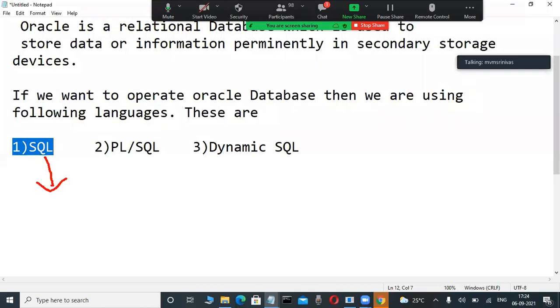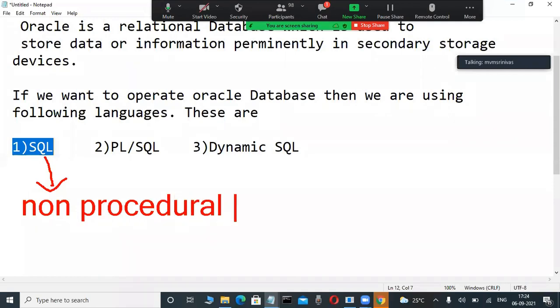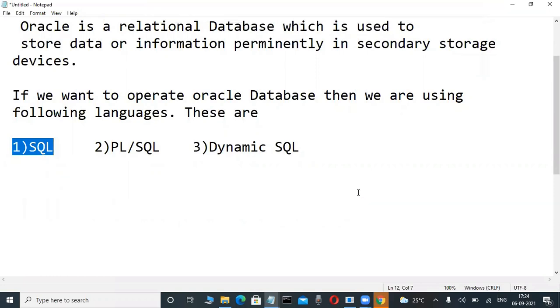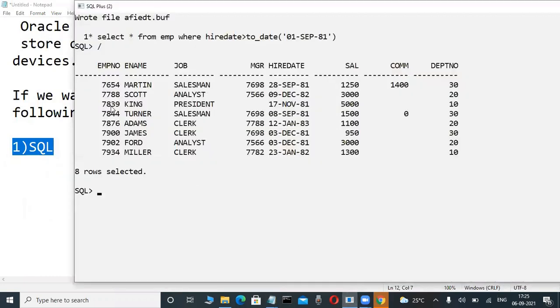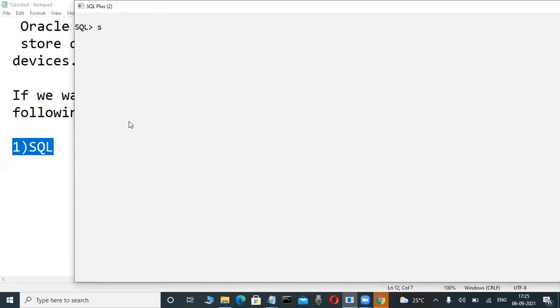SQL is a non-procedural language. Non-procedural language means loops are not there, variables are not there, and conditions like if conditions and case are not there. Just simple commands are there. Observe it here. In the previous case, I was telling you that a database is there, and the data is available in table format only.